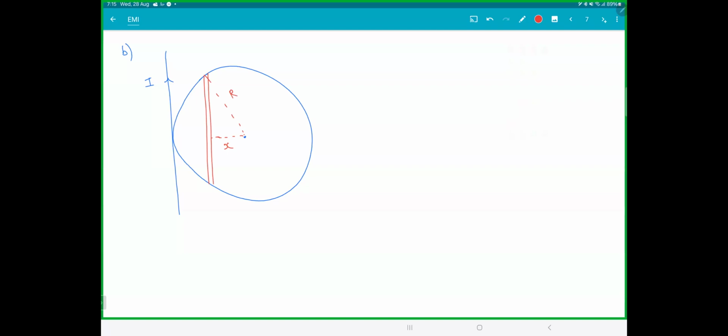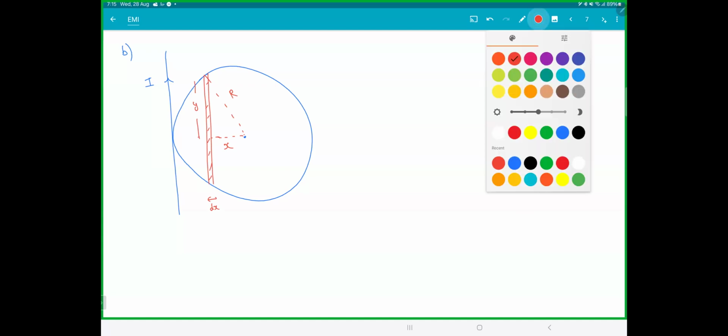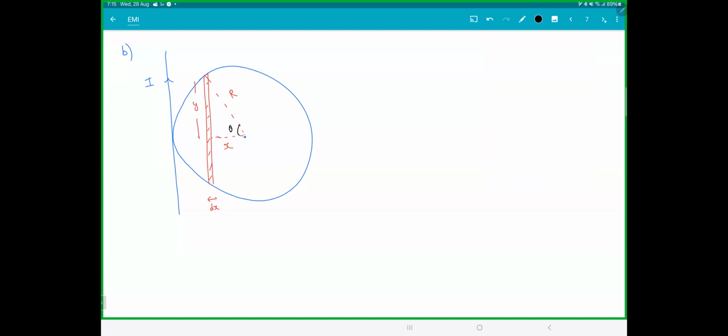This was radius r. This is y. This is x. This thickness is dx. And let this angle be theta. So that is the area of that strip. So this distance will be how much? This distance will be r minus x. So the small flux will be magnetic field mu naught I by 2 pi (r minus x), because mu naught I by 2 pi d, d is the distance from the wire, into the area of that strip, which will be 2 times y into dx.